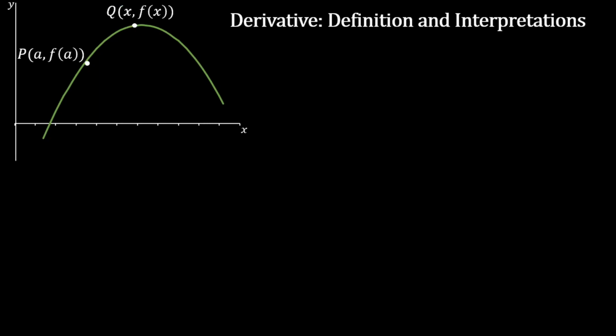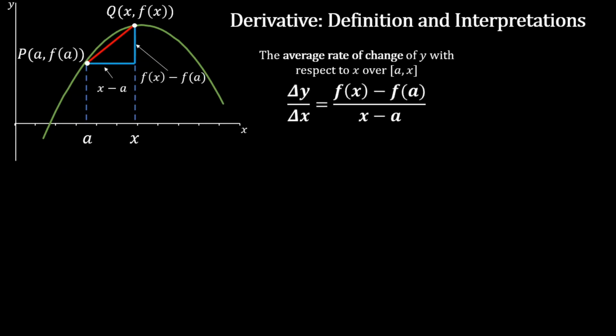The slope of the secant line PQ is the change in y, f of x minus f of a, over the change in x, x minus a, or rise over run as you learned in high school. This is also the average rate of change of y with respect to x over the interval [a, x].